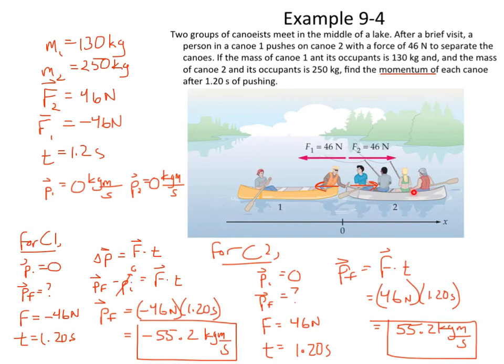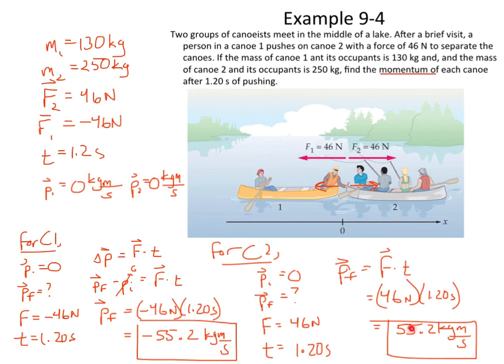So what's the momentum of the system, the whole system right here? Well, the momentum of the system is the same as it was at the outset. What's the initial momentum of the system? Initially, 0, right? 0 plus 0 is 0. What's the final momentum of the system? It's still 0, because canoe 1 has negative 55.2 kilogram meters per second of momentum, and canoe 2 has 55.2. They balance out to 0.